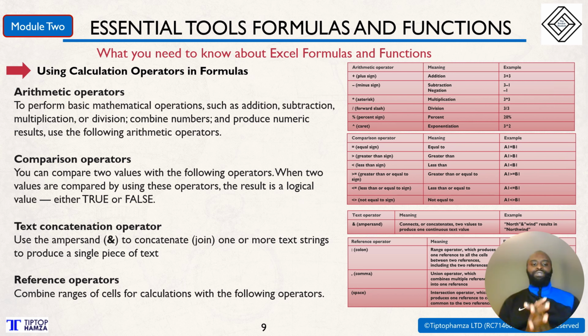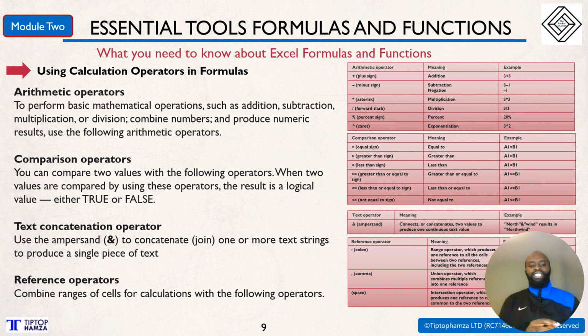There are basically 4 types of operators in Excel. One is the arithmetic operators that allow you to perform basic mathematical operations, such as addition, subtraction, multiplication, or division, or even combine numbers and what have you. Next is the comparison operators, which allow you to compare 2 values. When 2 values are compared by using these operators, the result is a logical value, either true or false, as you can see in the table beside the text here.